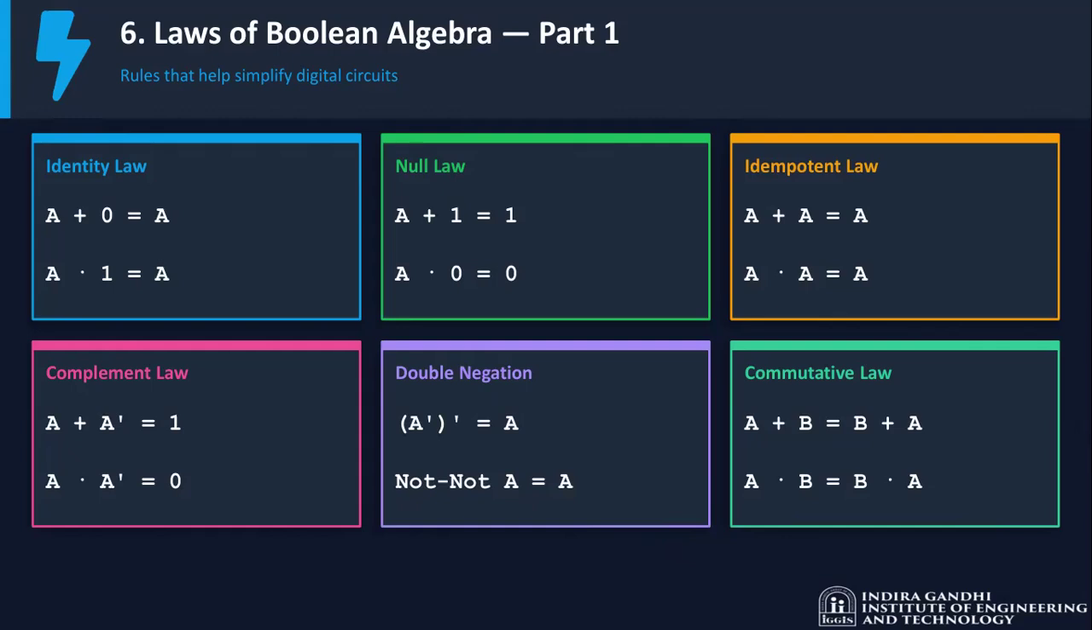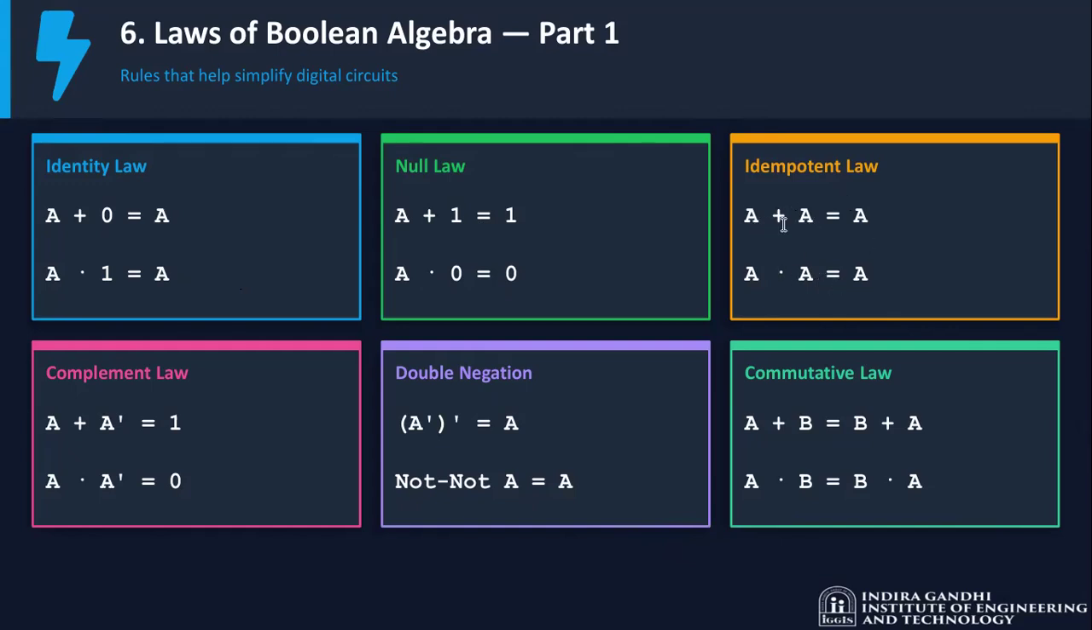Then we are moving to the laws of Boolean algebra. These are the basic laws: identity law, null law, idempotent law, complement law, double negation, as well as commutative law. Starting from the identity law, we have A + 0 = A as well as A · 1 = A. Similarly, we have the null law, A + 1 = 1 as well as A · 0 = 0. And the idempotent law, A + A = A and A · A = A.